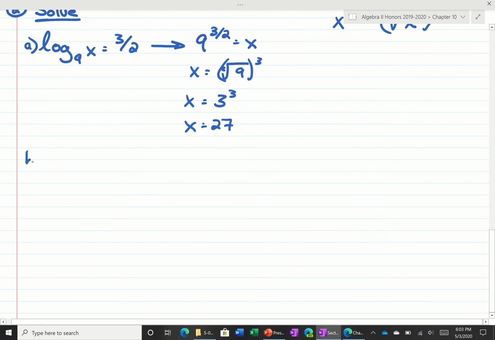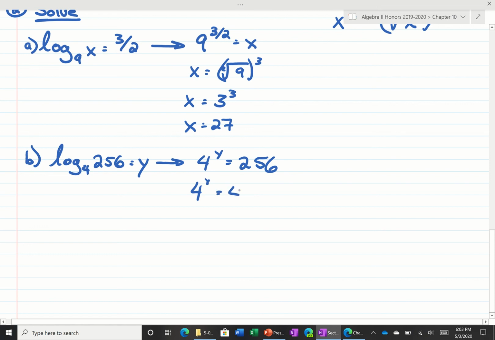Try another example. How about the log base 4 of 256 is equal to y? A lot of these problems, most of them, we use the translation property. 4 to the y power is equal to 256, and 256 is actually 4 to the 4th power. We talked about this in a previous section. If the bases are the same, the exponents are the same, y would equal 4.